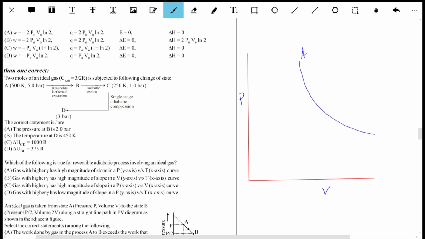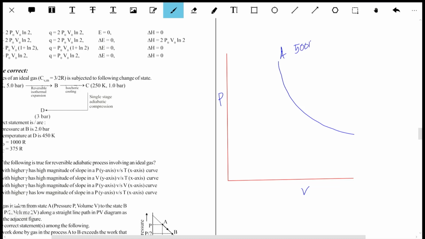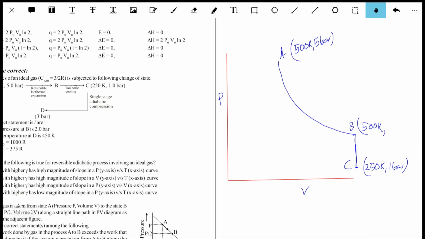This is A with pressure values and temperature values given. This is 500 Kelvin and 5 bar. B is an isothermal process, so the temperature has to be 500 Kelvin again. B to C is isochoric cooling, and the temperature becomes 250 Kelvin and the pressure is 1 bar. Because B to C is isochoric, V is constant, so P by T has to be constant. So if the pressure here is 1 bar and temperature is 250 Kelvin, then for state B, the pressure has to be 2 bar. P by T has to be constant in both cases.